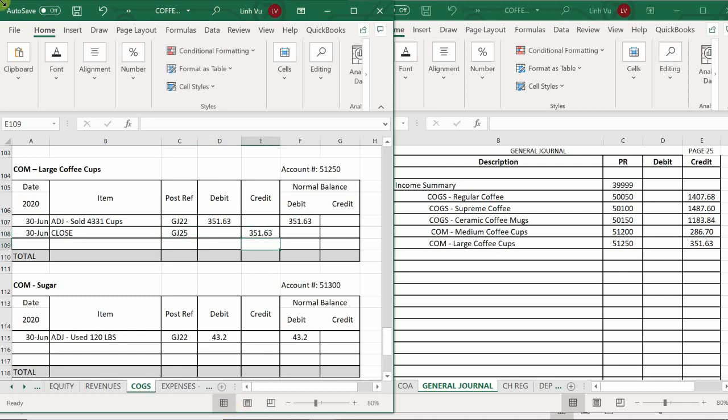351.63. Which should bring your account balance to 0. $351.63.